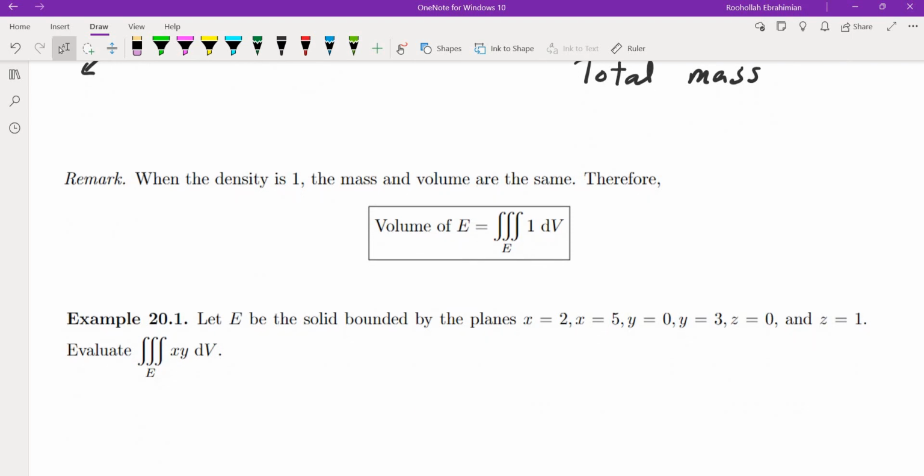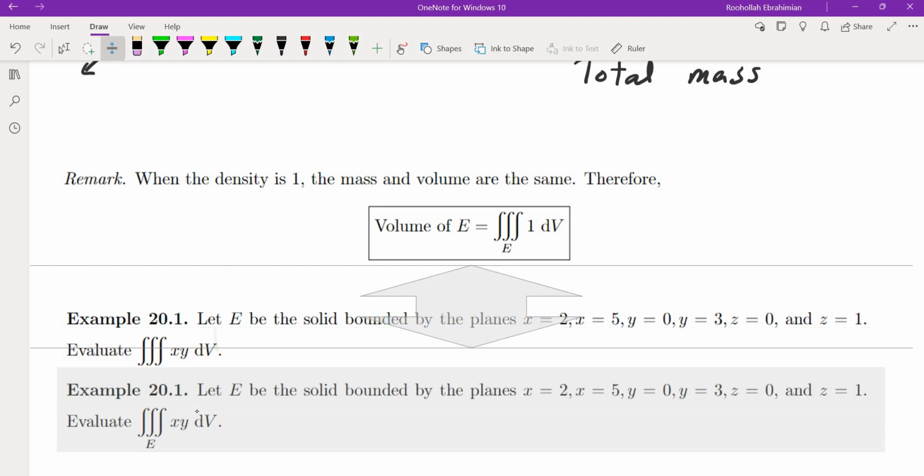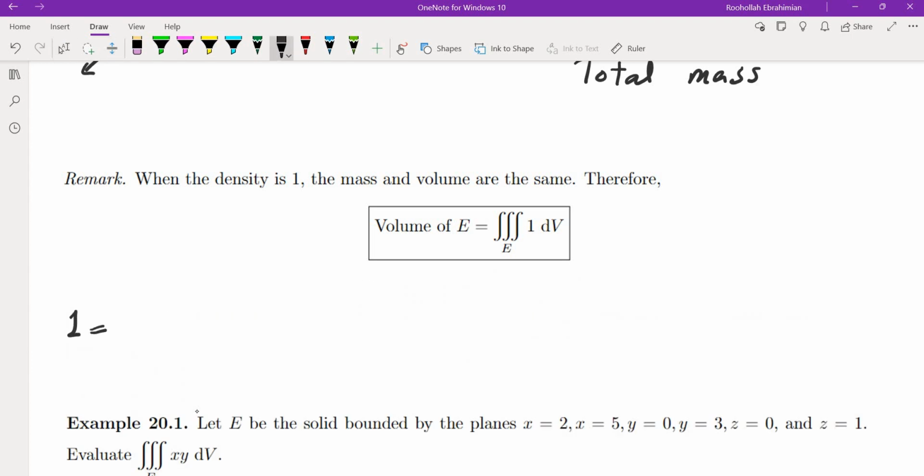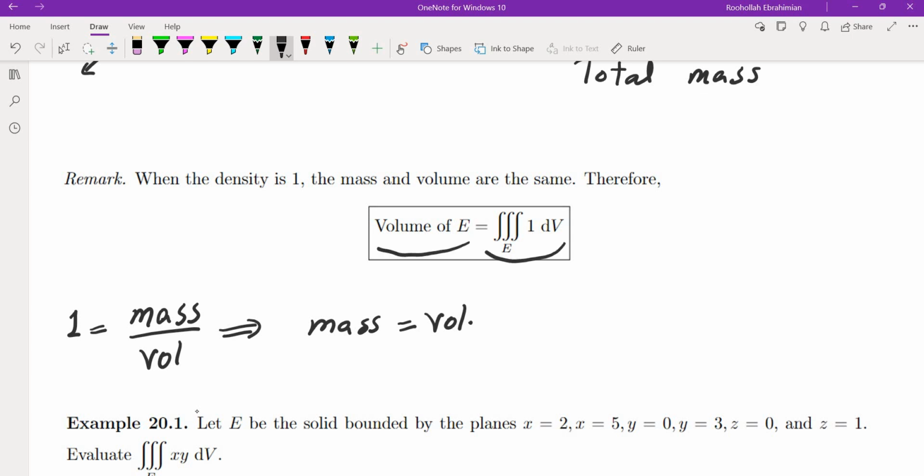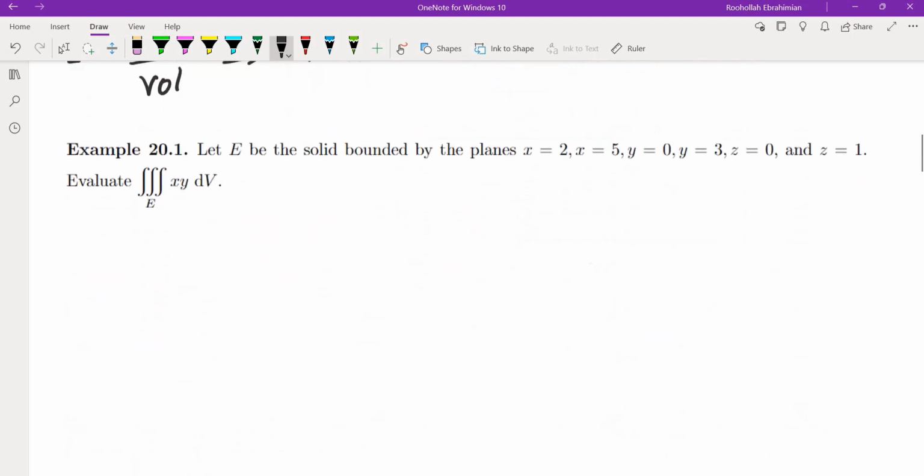When the density is 1, that means mass over volume is 1. What does that mean? It means mass is equal to the volume, which means the triple integral is not only the mass, but it is also the volume. So in order to find the volume of a solid, we just do the triple integral of 1 over that solid. So let's do some examples.